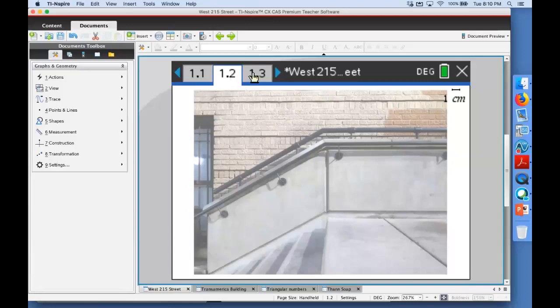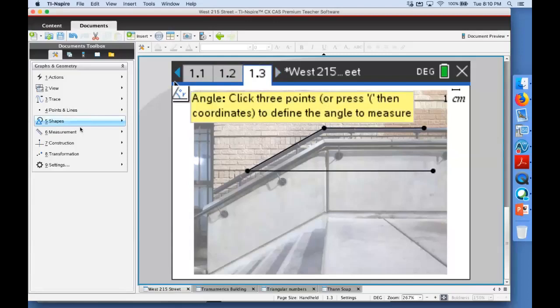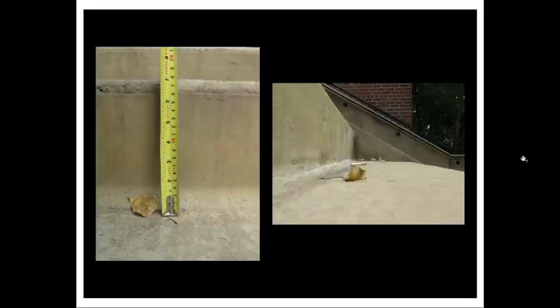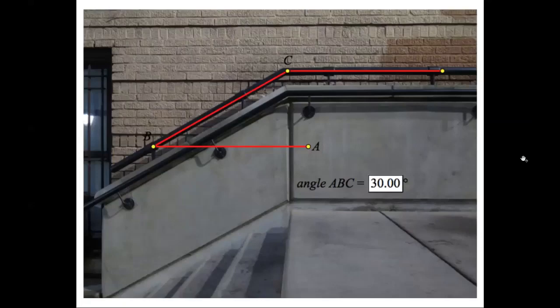I added in some line segments. And one of the beautiful things in Inspire is that you can actually calculate an angle. So you can measure this angle here and find that it's about 28.9 degrees. And with my protractor and with an app on my iPad, I actually found that it was around 30 degrees. So that's something that you might want to end up doing with your students with these steps, is having them analyze it. So let's go to Dallas.